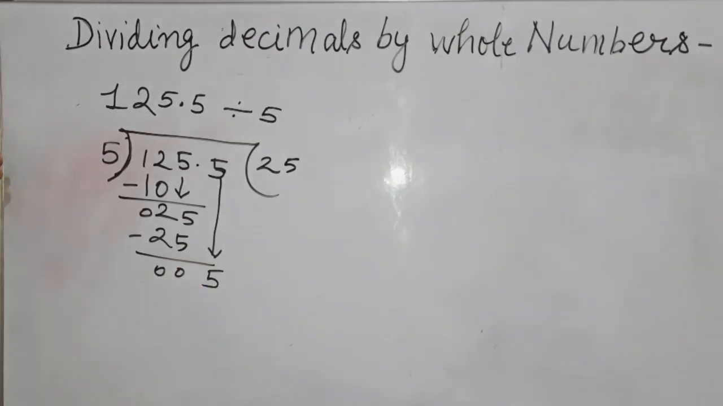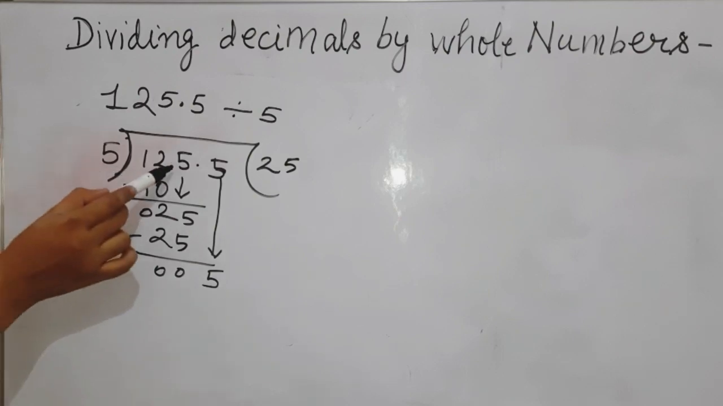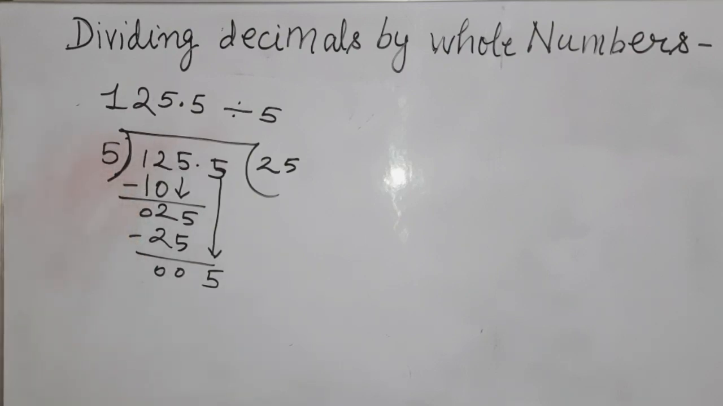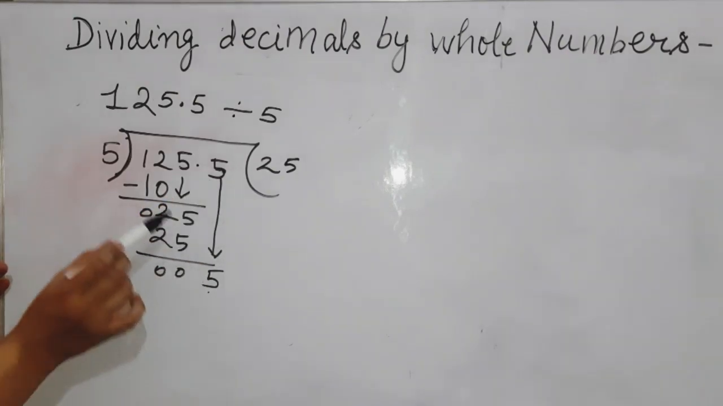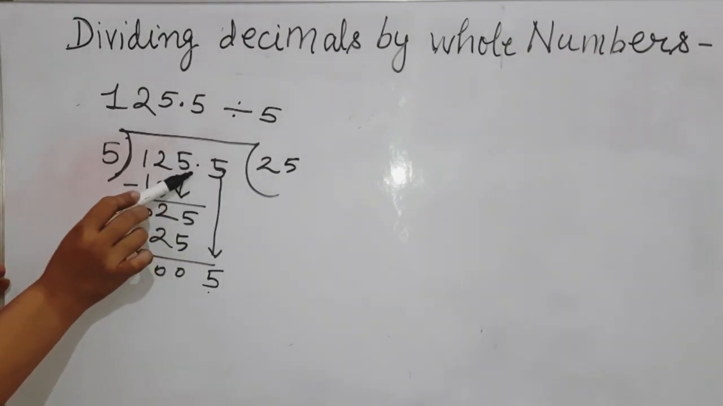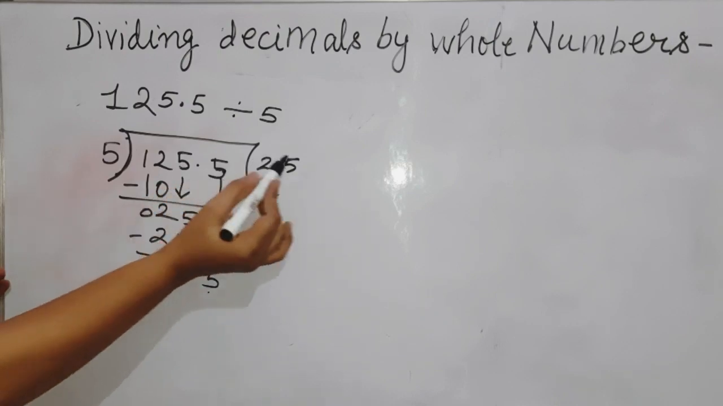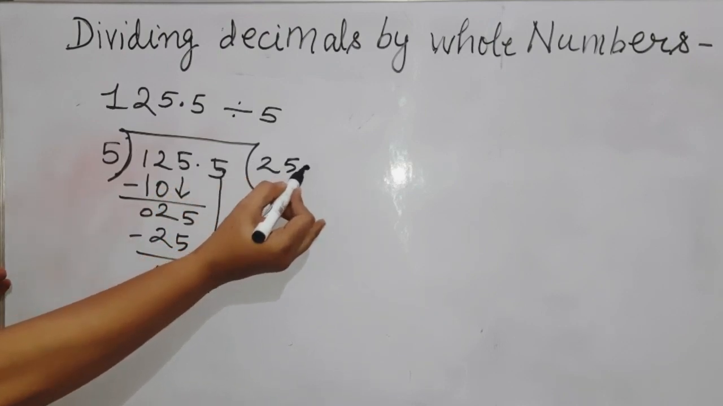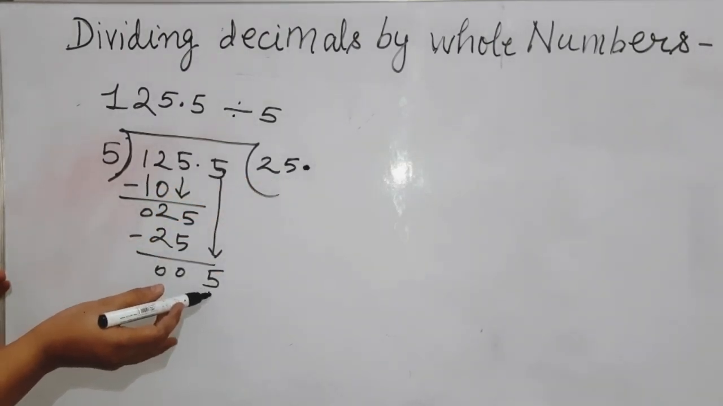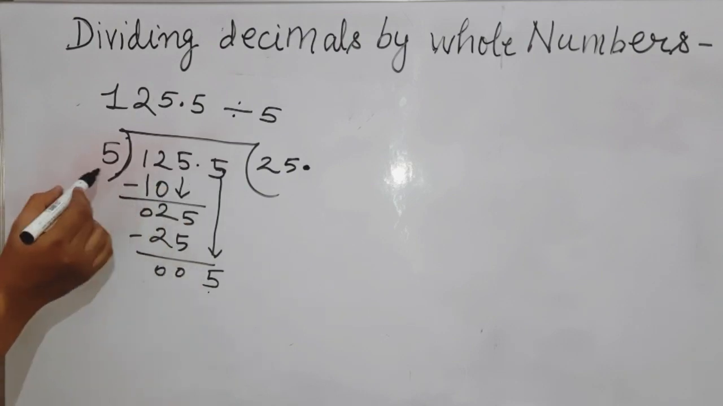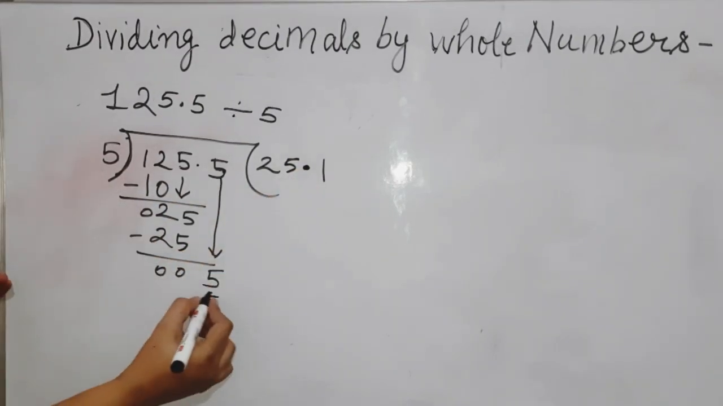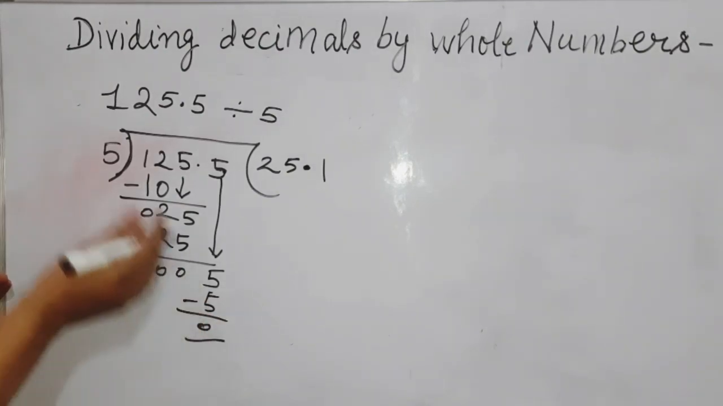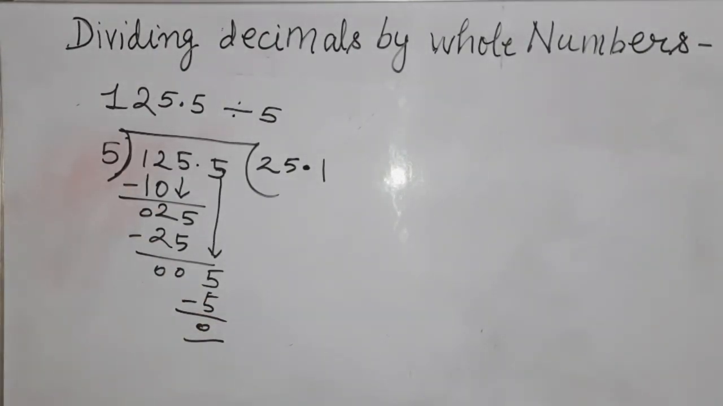So as you all can see, up to here there was no decimal point. Up to here, when you performed the division, there was no decimal point. Now when you are dropping down this digit, there is a decimal point before this digit. So you have to place a decimal point before solving this part. So now 25, 5 ones are 5. So the final answer will be 25.1.